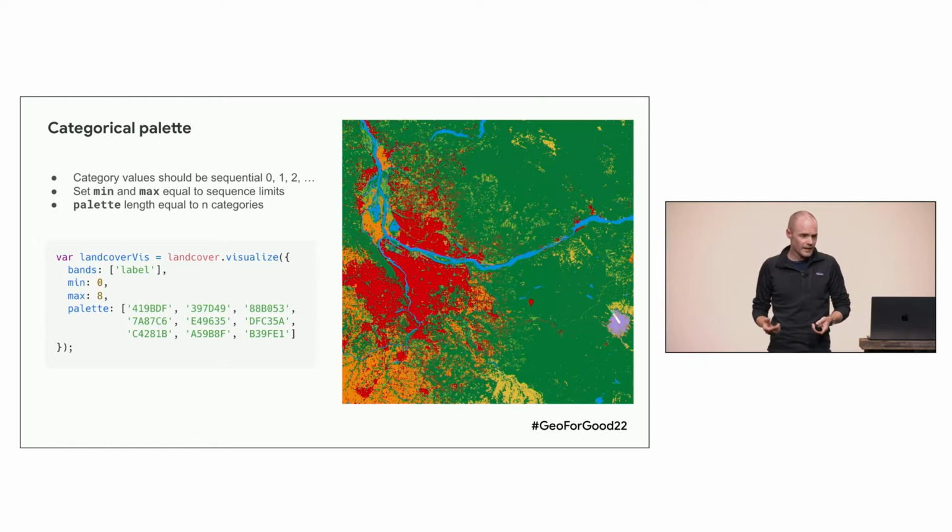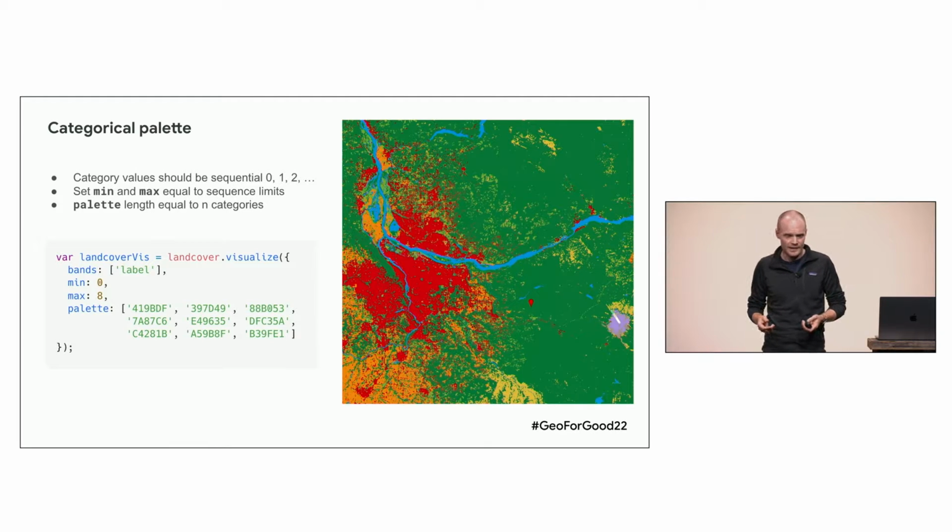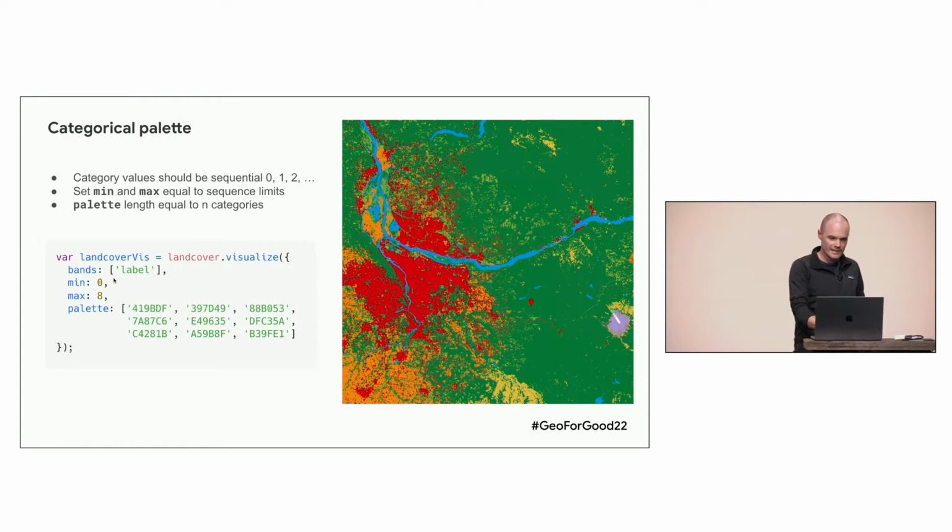We could also do styling with categorical data. So previously that was more continuous. And what's important here is that if you're going to work with classified data, that the classes be in sequential order, preferably starting at 0. And then you set your min and your max to whatever the min and the max of your series happens to be in sequential order. And then provide a color for each of your classes. So we have 9 classes here, starting with 0, ending at 8. So since there's 9 classes in our data, we provide 9 colors. This is Dynamic World data.